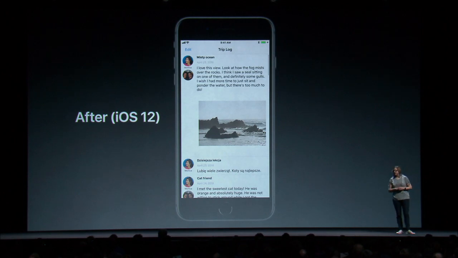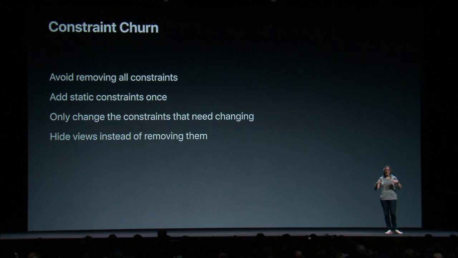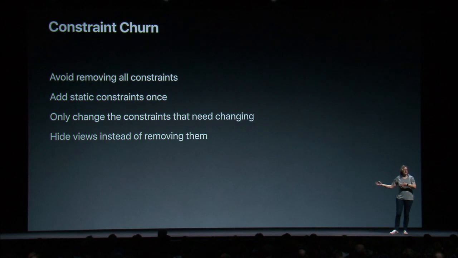So how do we avoid constraint churn? Well, avoid removing all of your constraints. That's usually going to put you into a situation where you have to put a bunch of them back. And that's going to land you in the position where you're relaying out frames that don't need to, or relaying out views that don't need to be laid out again. If you have a set of constraints that's going to be common to all of the potential layouts in your app, add them once, and then leave them alone. This is a good use for Interface Builder and the initial layout of your app. Change the constraints that need changing, but don't change the ones that don't need changing. Kind of tautological, but it seems good. And then you have a neat trick now for hiding views instead of removing them when that makes sense.